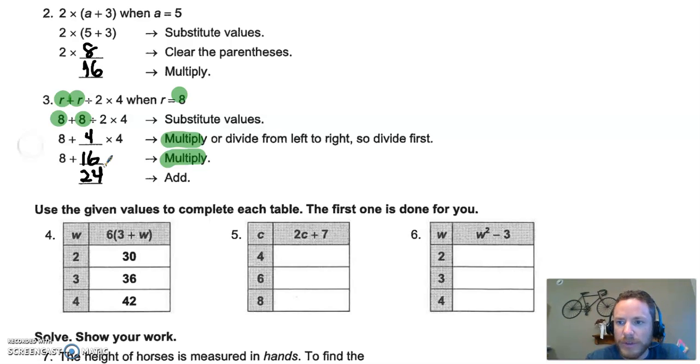So don't forget when we're doing this, we have to think back to our lesson before where we do parentheses, then exponents, then multiply and divide from left to right, then add and subtract from left to right.